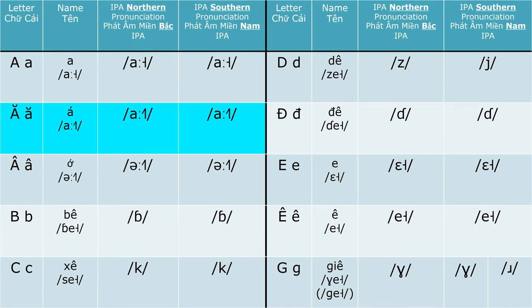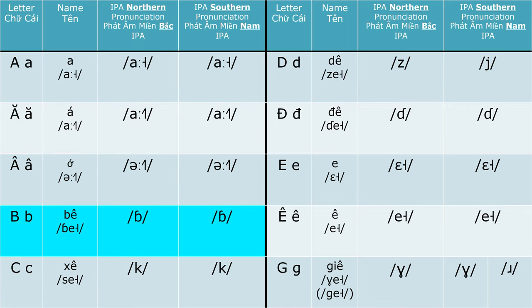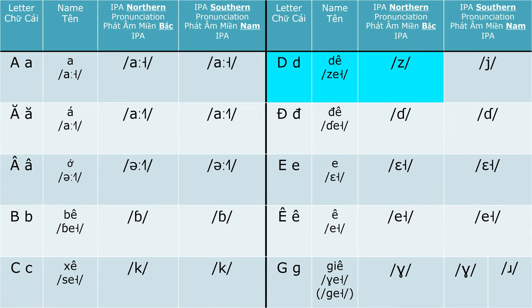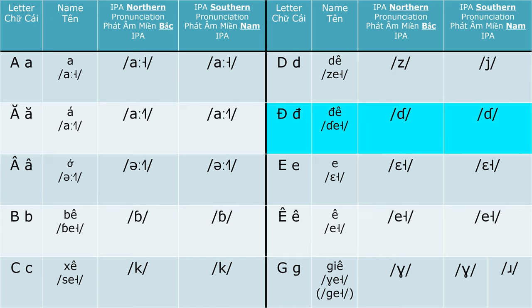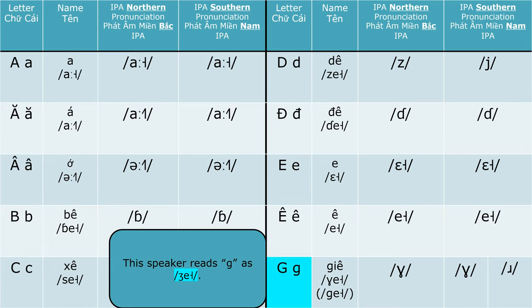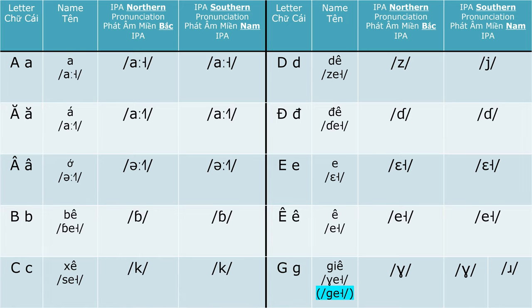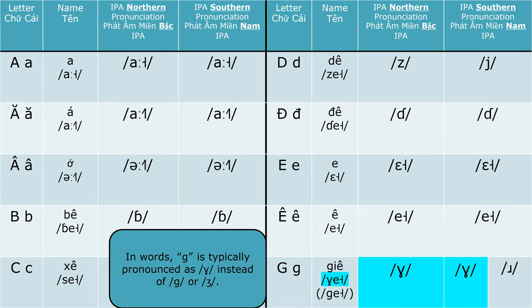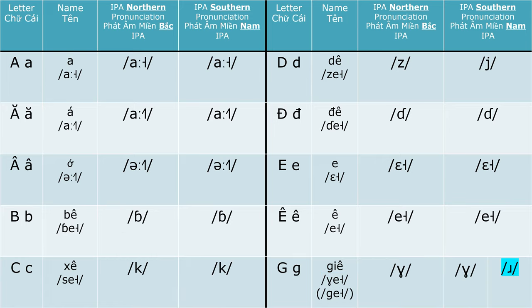A, Á, Ớ, B, C, Xê. In a Southern accent, D is typically pronounced as ye. D, E, Ê, J. This speaker reads G as J. However, it may also be called G or R. The sound of G when used in words in Northern Vietnamese is ra. It is not pronounced as G or J, even if the speakers call the letter something other than R. Additionally, G may be pronounced as R in Southern Vietnamese accents.